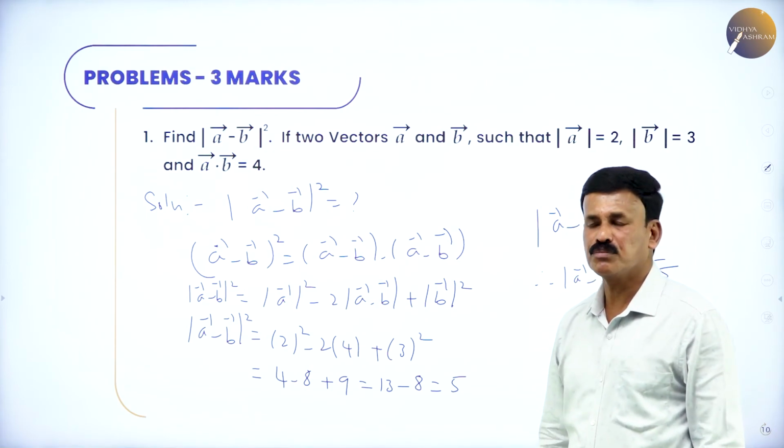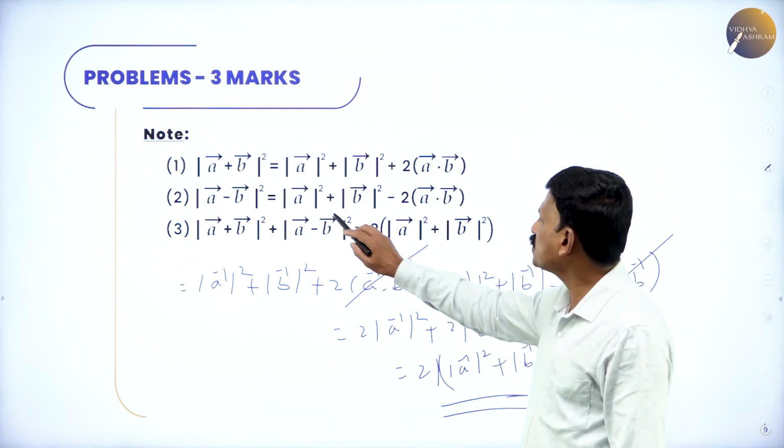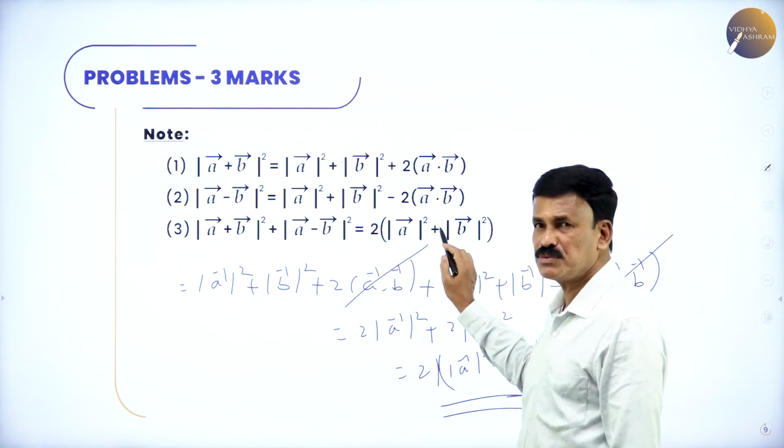Okay, very simple. From the previous result, we have |a − b| whole squared is equal to |a| squared plus |b| squared minus 2 times a · b.